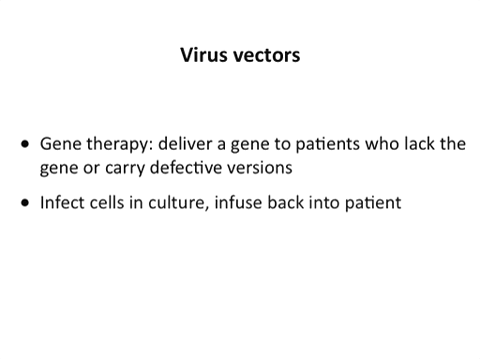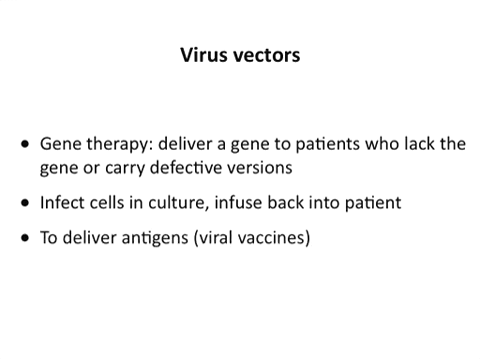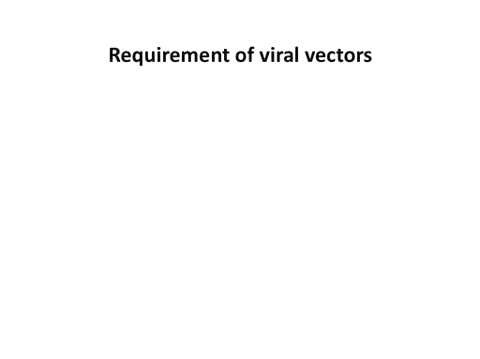In many cases, you take cells out of the patient, you infect them with a virus that has the gene that's missing, and then you put the cells back into the patient. You can deliver antigens by this approach also. You can make vaccines using viral vectors. A lot of the HIV vaccines that are being tested are actually HIV proteins being expressed from an adenovirus vector. And you can do all this because you can manipulate the DNA of these viruses and recover virus after transfection. We also, of course, have research uses for these vectors.